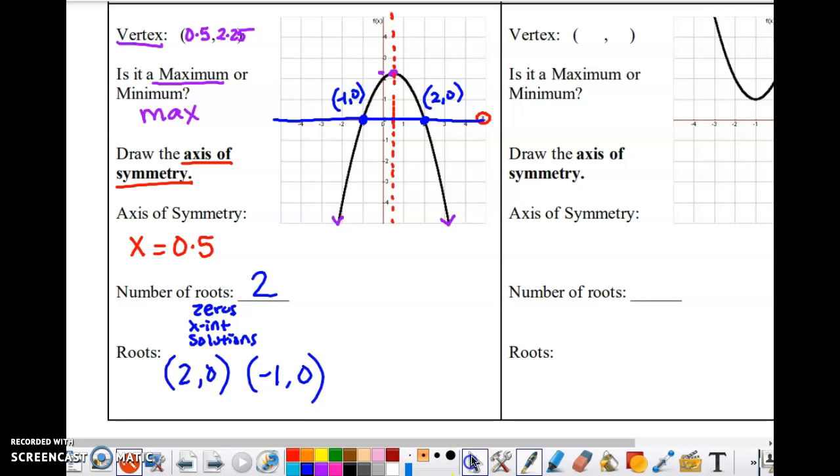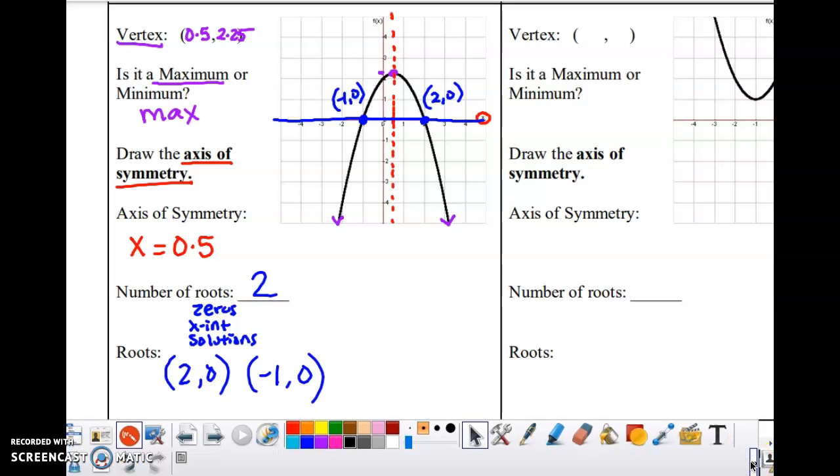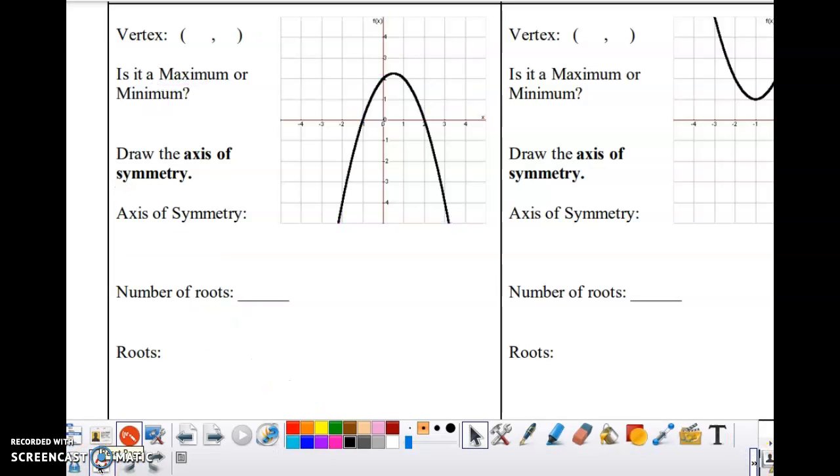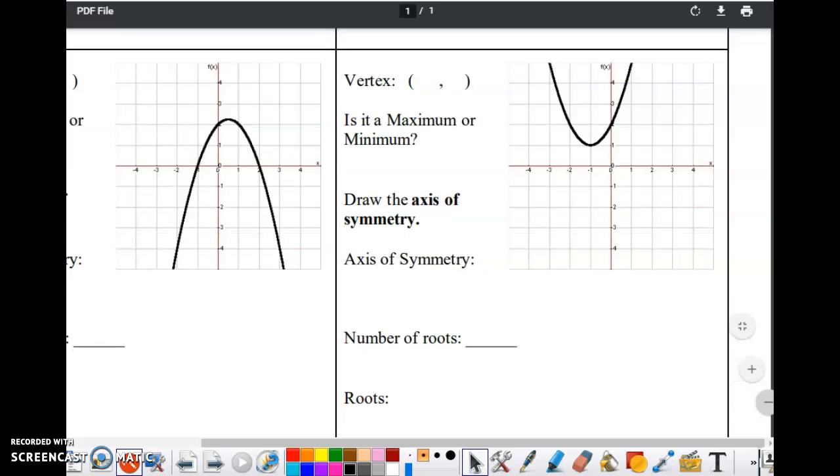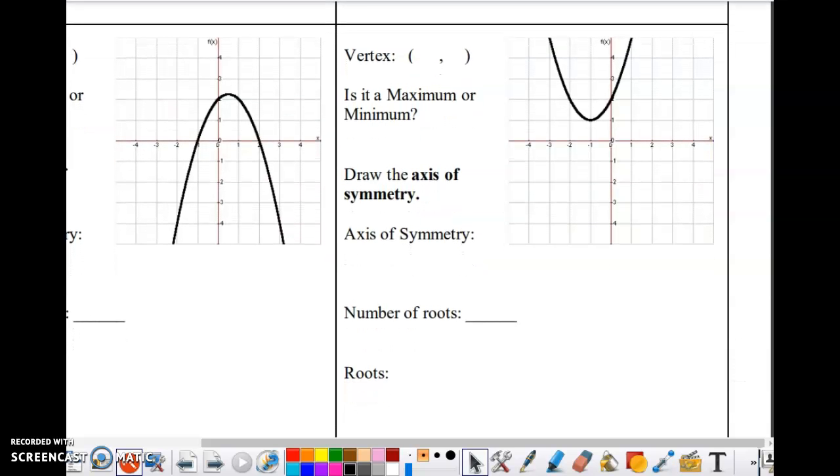All right, let's do one more. Let's see if you can answer these by yourself. Vertex, is it a maximum or a minimum? Okay, this is a minimum. It is the lowest point on the parabola because this opens upward. And that point is at (-1, 1).